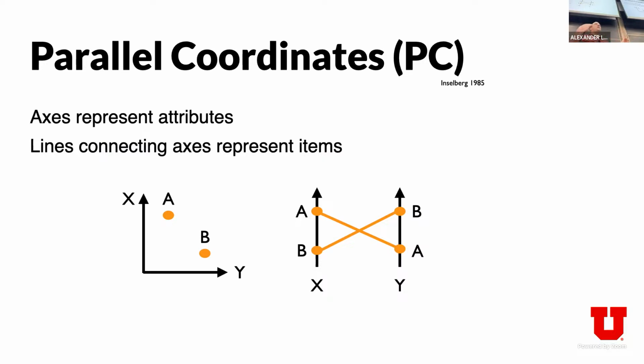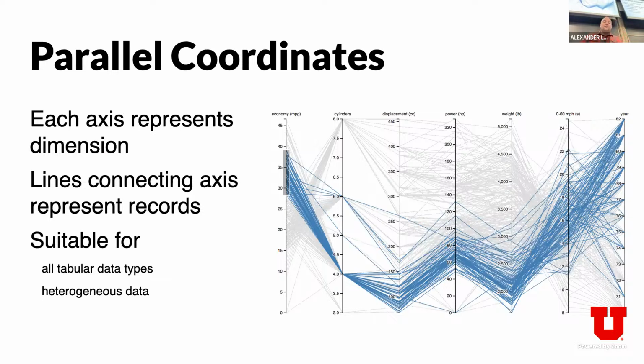But if they both behave the same way, we would have parallel lines. So that's an important thing to notice in terms of the patterns. Each axis here represents a dimension, and the lines represent the records. The nice thing about this is that it's suitable for all tabular data types. You can also show categorical data with it, though it's not perfect. And it's suitable for heterogeneous data.